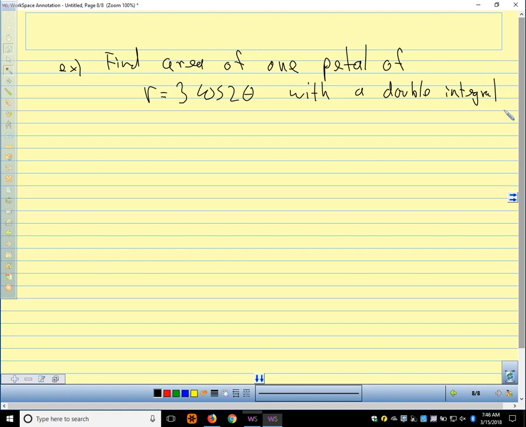We should draw a picture. All right, so let's draw a picture. It's a cosine function, and it has 2 theta. Do you remember how many petals it has? 4 petals. My rose curves are not beautiful and perfect, but it's going to look something like that.